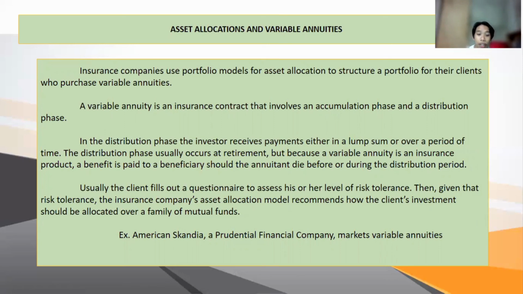Then in the accumulation phase, the individual, which is you or me, either makes a lump sum contribution or contributes to the annuity over a period of time. When you say lump sum contribution, it is the amount of money you pay in one payment. In the distribution phase, the investor receives payments either in a lump sum or over a period of time. The distribution phase usually occurs at retirement, but because a variable annuity is an insurance product, a benefit is paid to the beneficiary should the annuitant die before or during the distribution period.